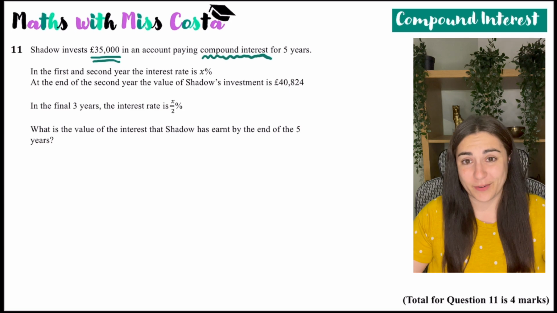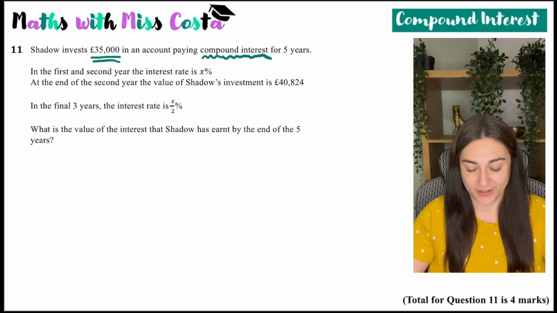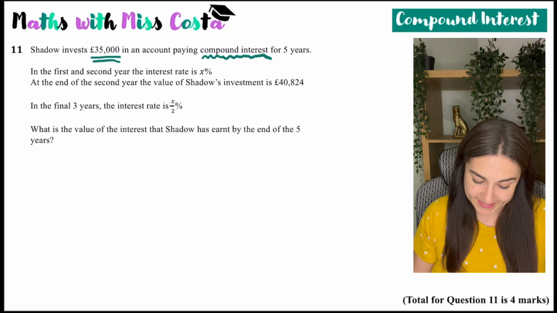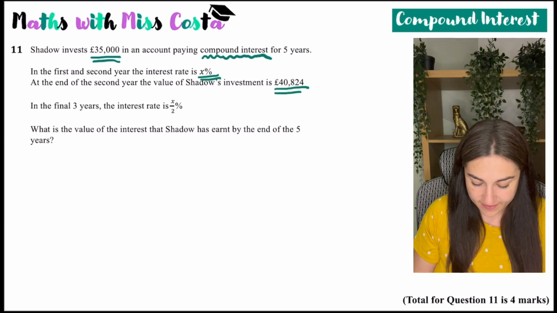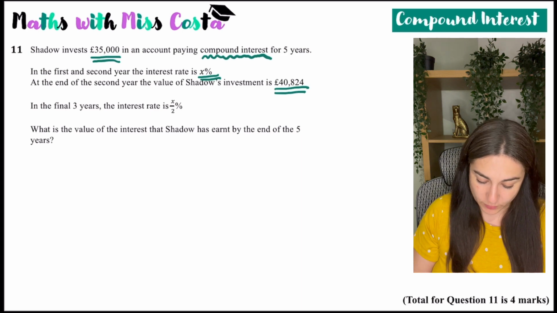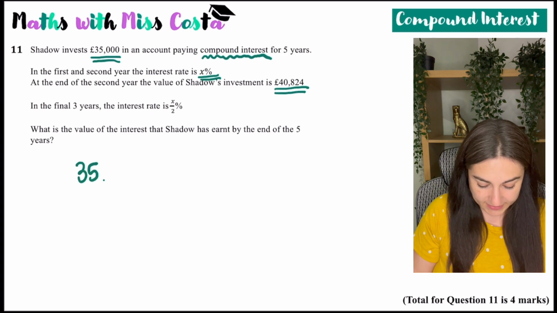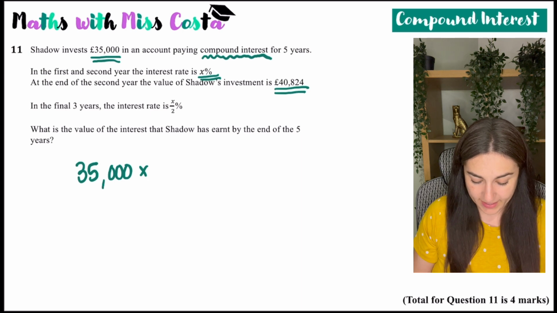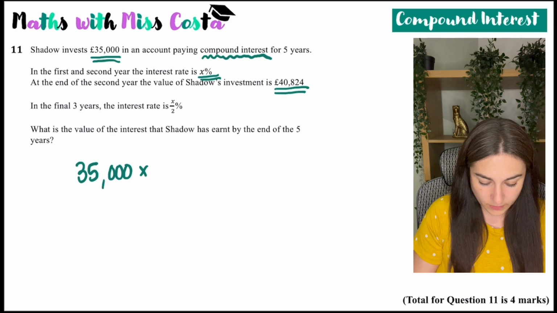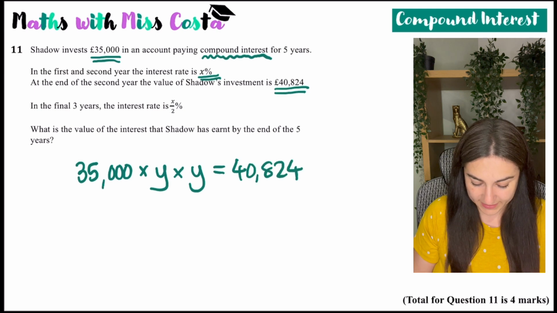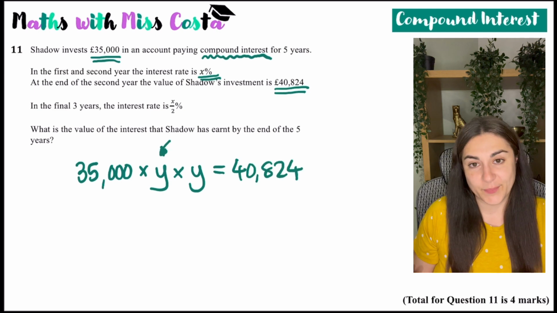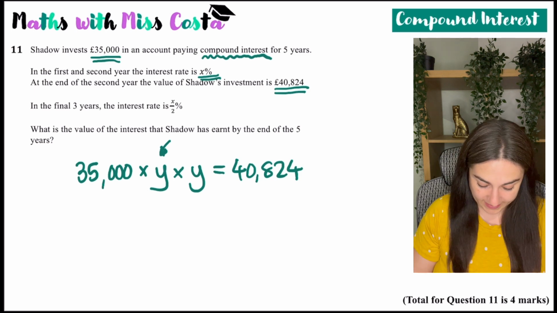So it's a really great way of growing your money if you can find an account with a good interest rate. So in the first and second year, the interest rate is X%. I don't know what it is, but I know that at the end of the second year, the investment is £40,825. So 35,000 times by, and let's say that the multiplier is Y, because I don't want to get confused with X. So Y times by Y is 40,824, because whatever the interest rate is, the multiplier, that would be entailed in Y.